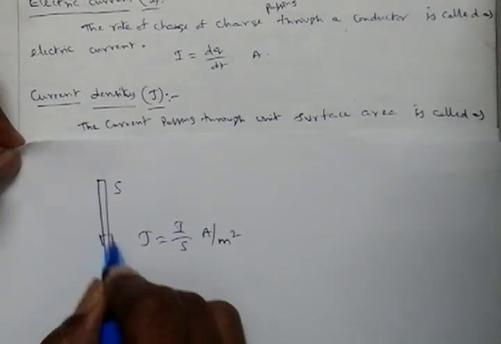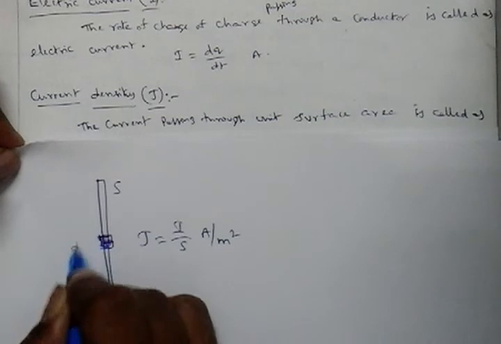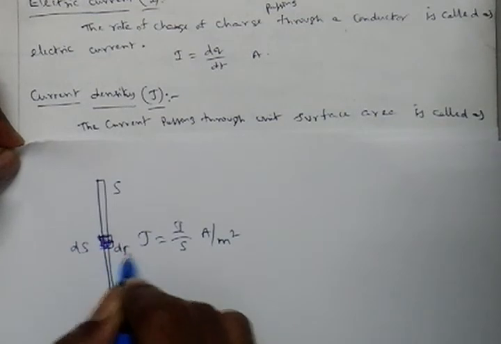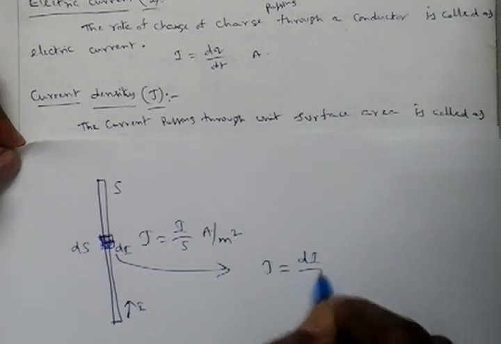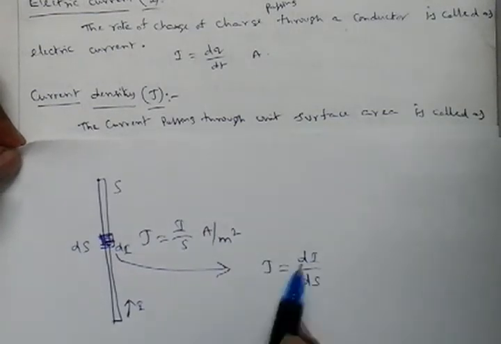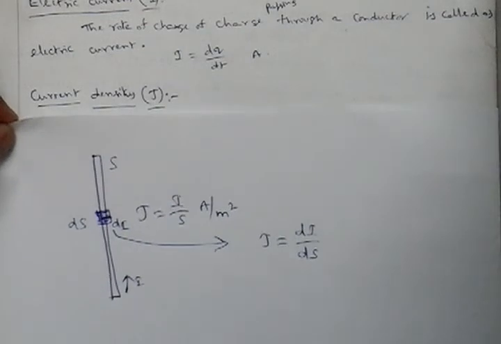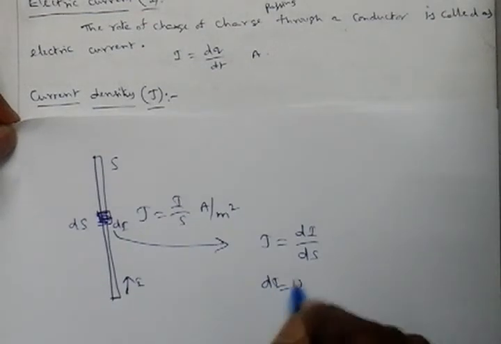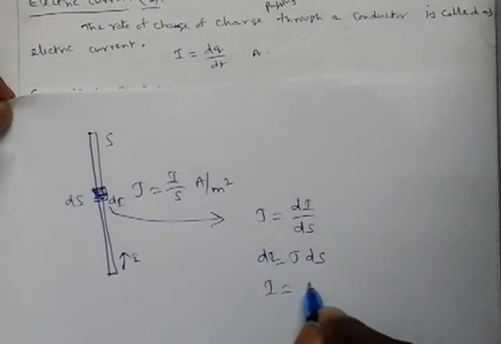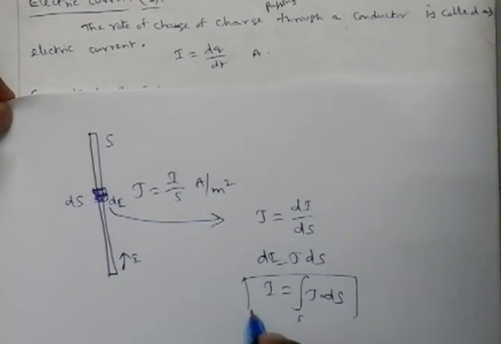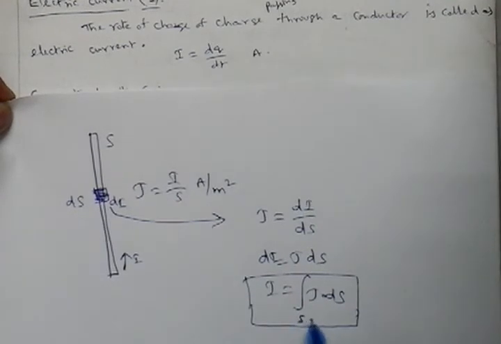Now consider a differential surface area ds through which the current is di. Then for this element, the current density J is equal to di divided by ds, that is current divided by area. Now di is equal to J into ds. Take the integration on both sides, therefore I is equal to the surface integration of J bar dot ds. This formula is very useful for solving problems also.